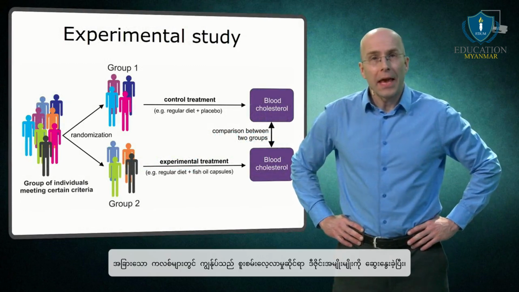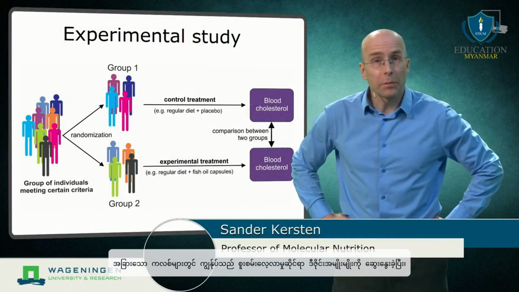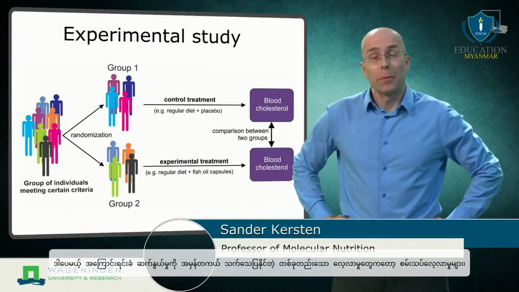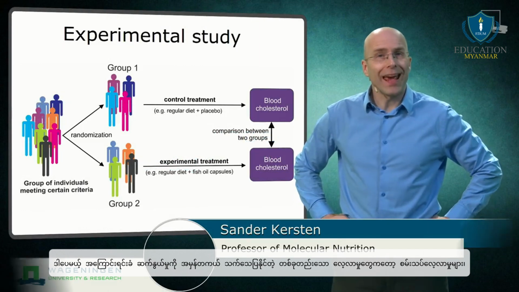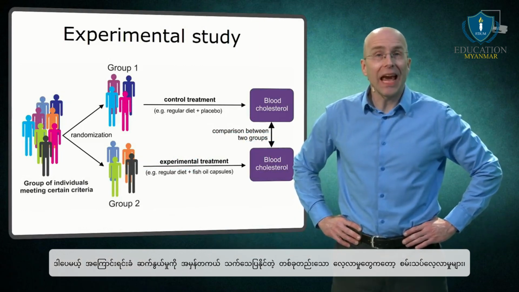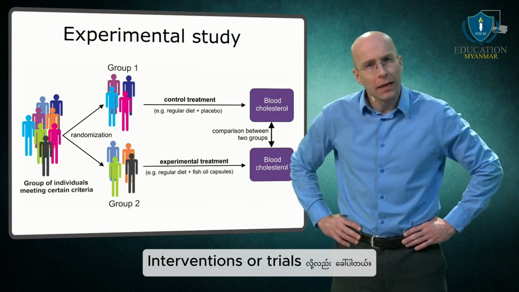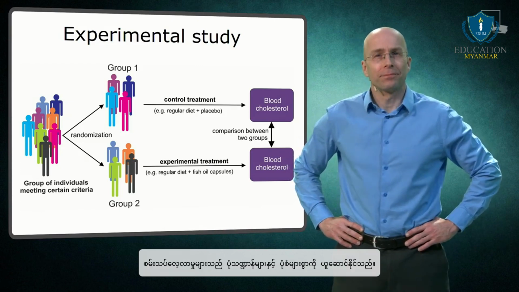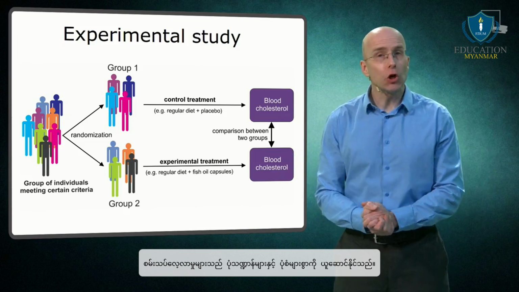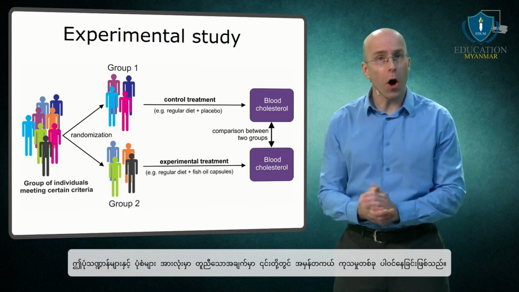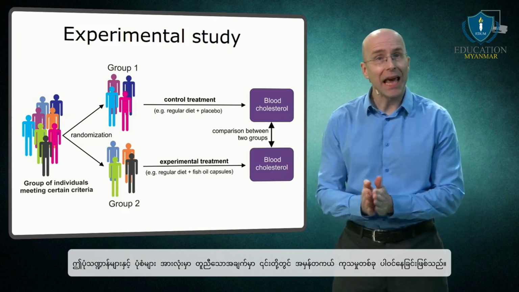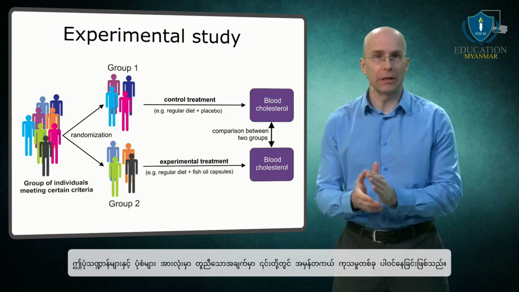Hi. In the other clips, I have discussed various observational research designs. But the only studies that can actually demonstrate a causal relationship are the experimental studies, also called interventions or trials. Let's look at those in more detail. Experimental studies can take numerous shapes and forms, and what all these shapes and forms have in common is that they involve an actual treatment.